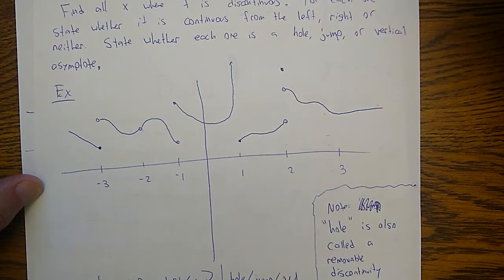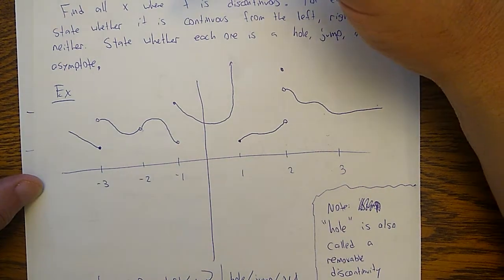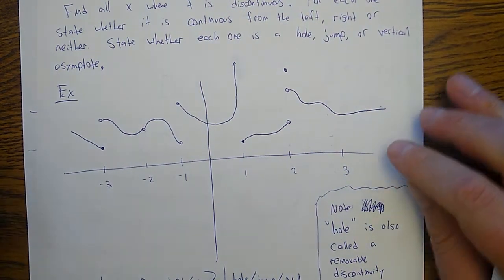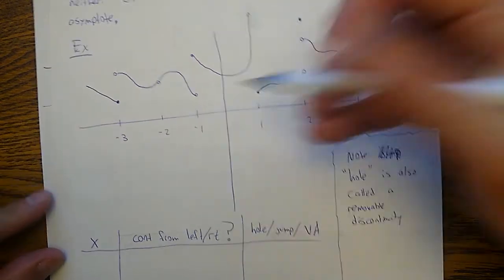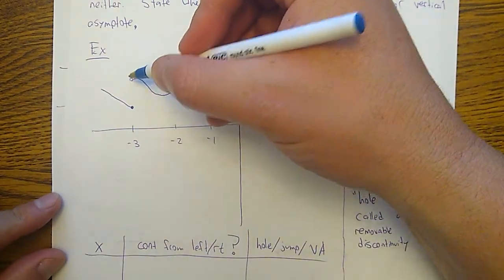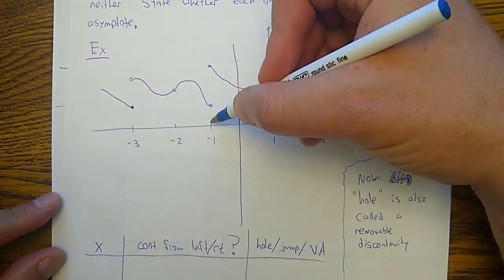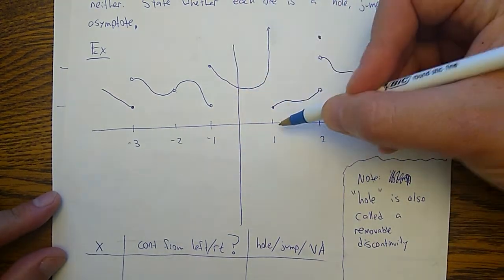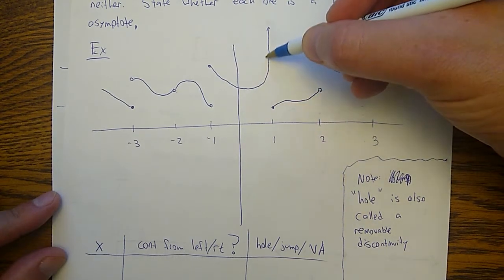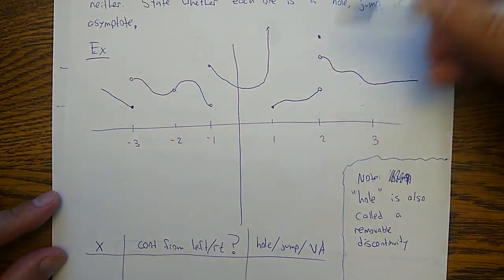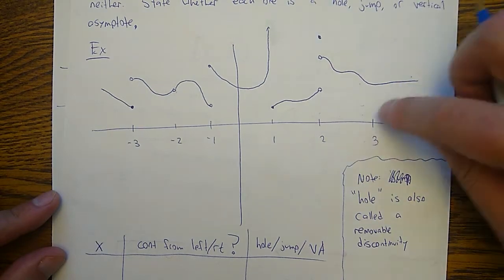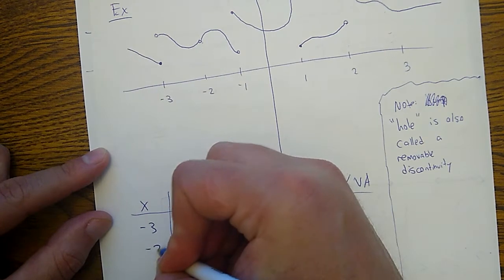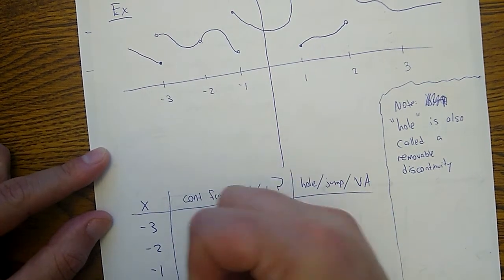For each one, we have to characterize them, but maybe I'll just list all the values of x first. So it looks like it happens here at x equals -3, -2, -1. Nothing really happens at 0. But at 1, I would have to lift my pen to get from here to here. And then at 2, and then it looks like nothing really happens at 3. So -3, -2, -1, 1, and 2.